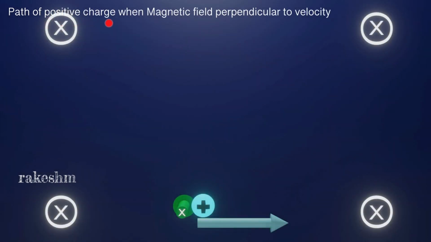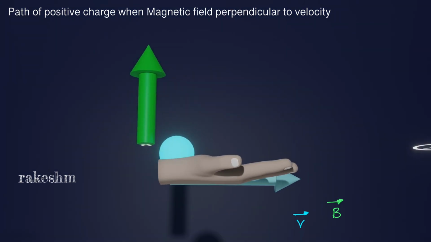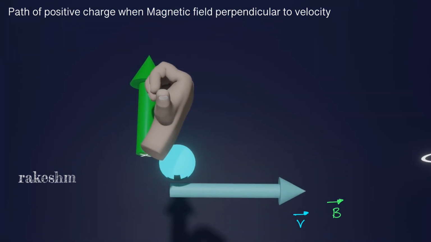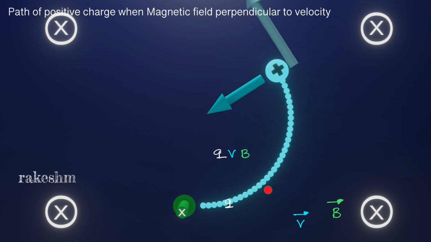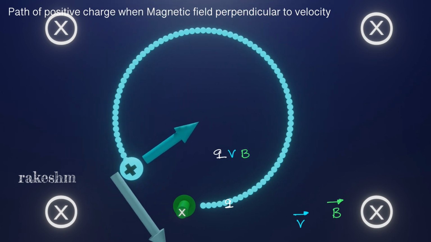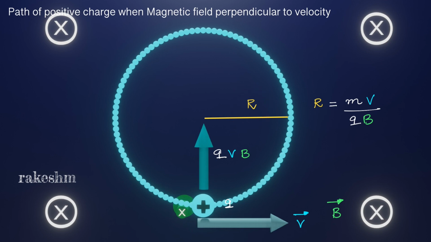Let us look at the path of a positive charge when the magnetic field is perpendicular to its velocity. In this region, the magnetic field vector points into the plane of the paper. The velocity vector of the positive charge is in this direction. Find the force on this positive charge using the right hand thumb rule. The force acting on this charged particle is QVB and the path of this charged particle is a circle. The radius of the circular path is R, which is equal to mv by qB.